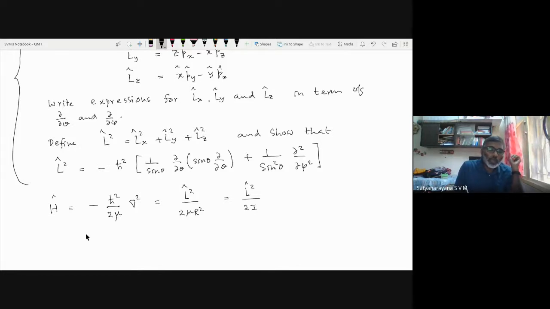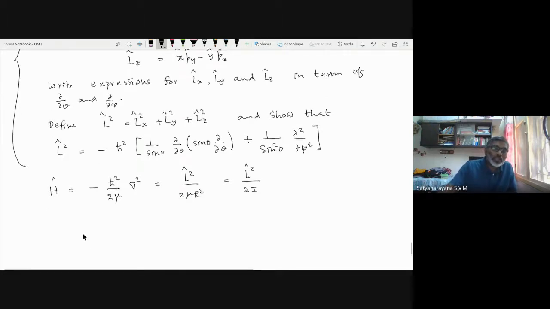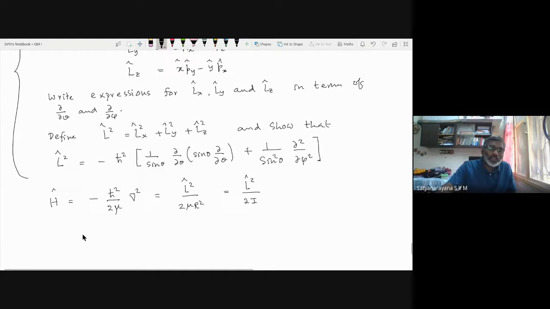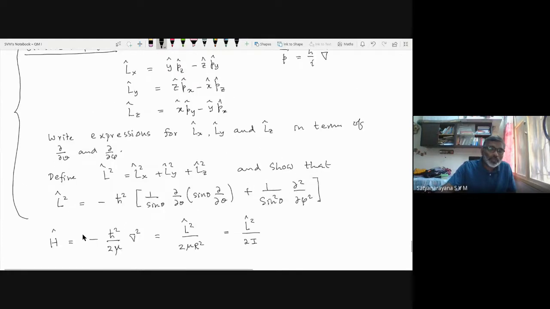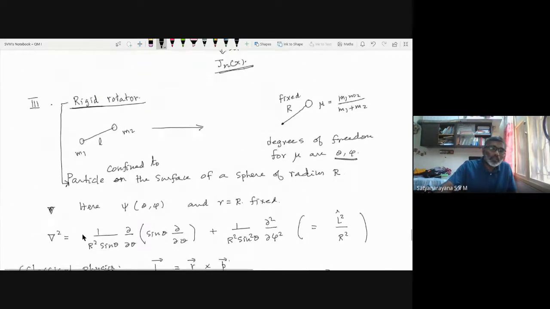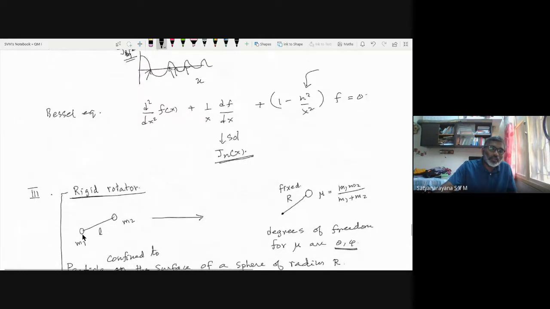Remember, in the ring case, we have only one of the components. L square is Lx square plus Ly square plus Lz square in general, and in the ring case there is only the Lz component. That is why we wrote it as Lz square by 2I. So the rigid rotator Hamiltonian is simply a generalization of that. It is L square by 2I. Now we would like to find the energy eigenvalues of this L square. That is what is important.